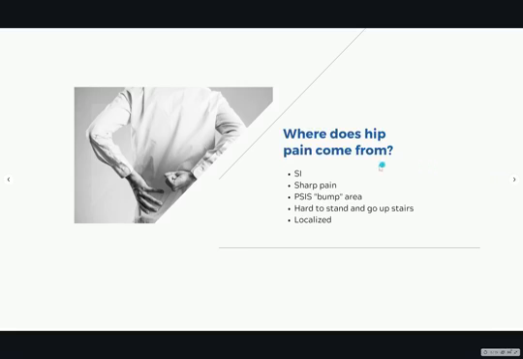For SI pain, where does that come from? It comes from the lower part of the spine off to the side where there's a little bump sticking out called the PSIS. That's that bump area. It's a sharp pain in that joint and makes it hard to stand and go upstairs. It's very localized to that one joint and then the surrounding area around it.